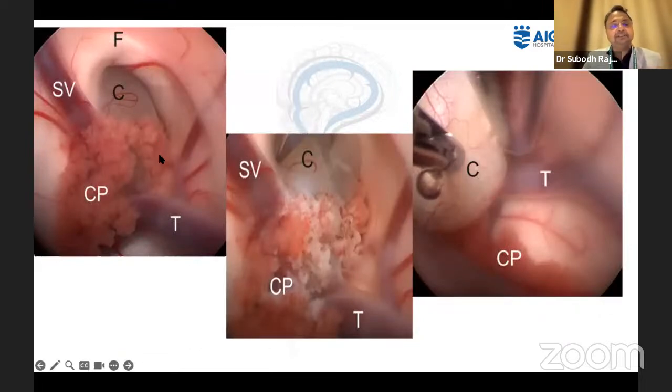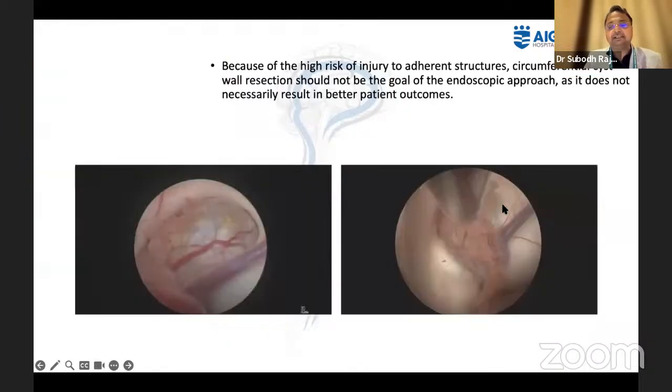This is how we see a colloid cyst when we have a correct trajectory. The septal vein, the choroid plexus, the thalamostriate vein, and this is the colloid cyst. This is how we see a classical case.